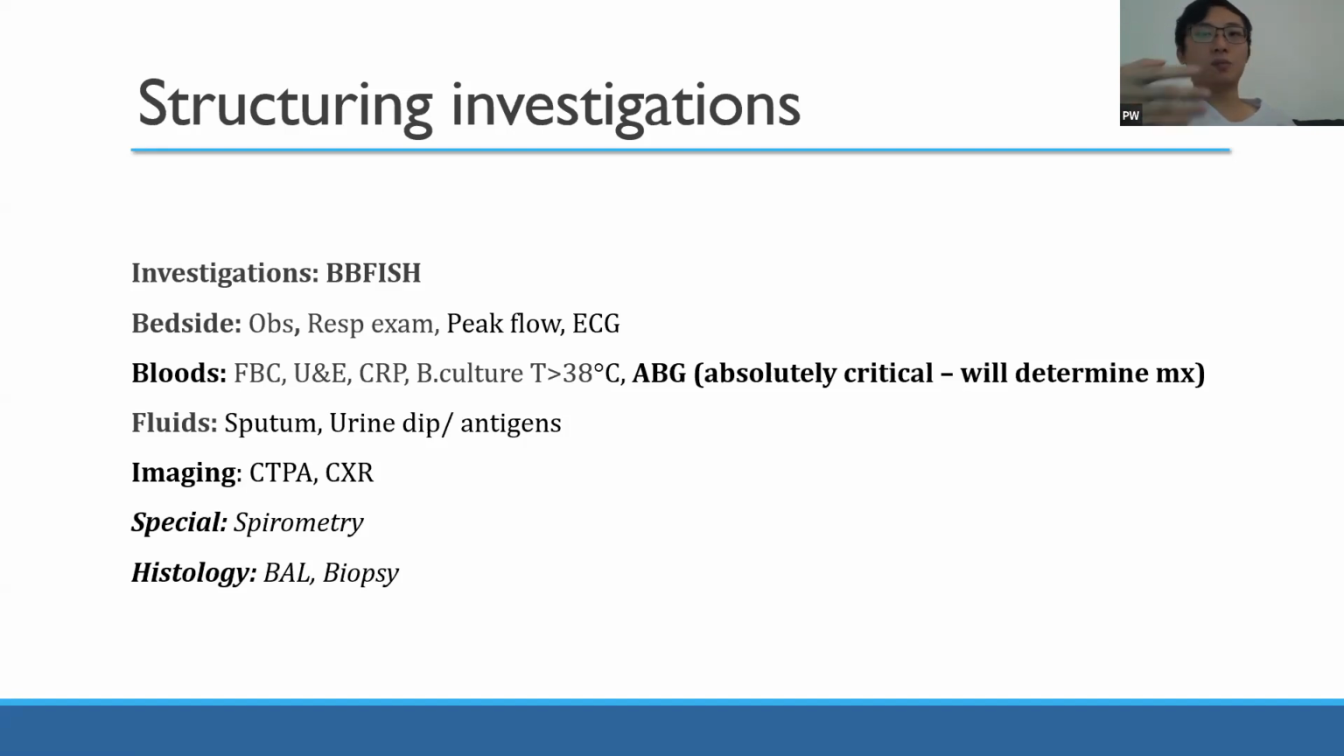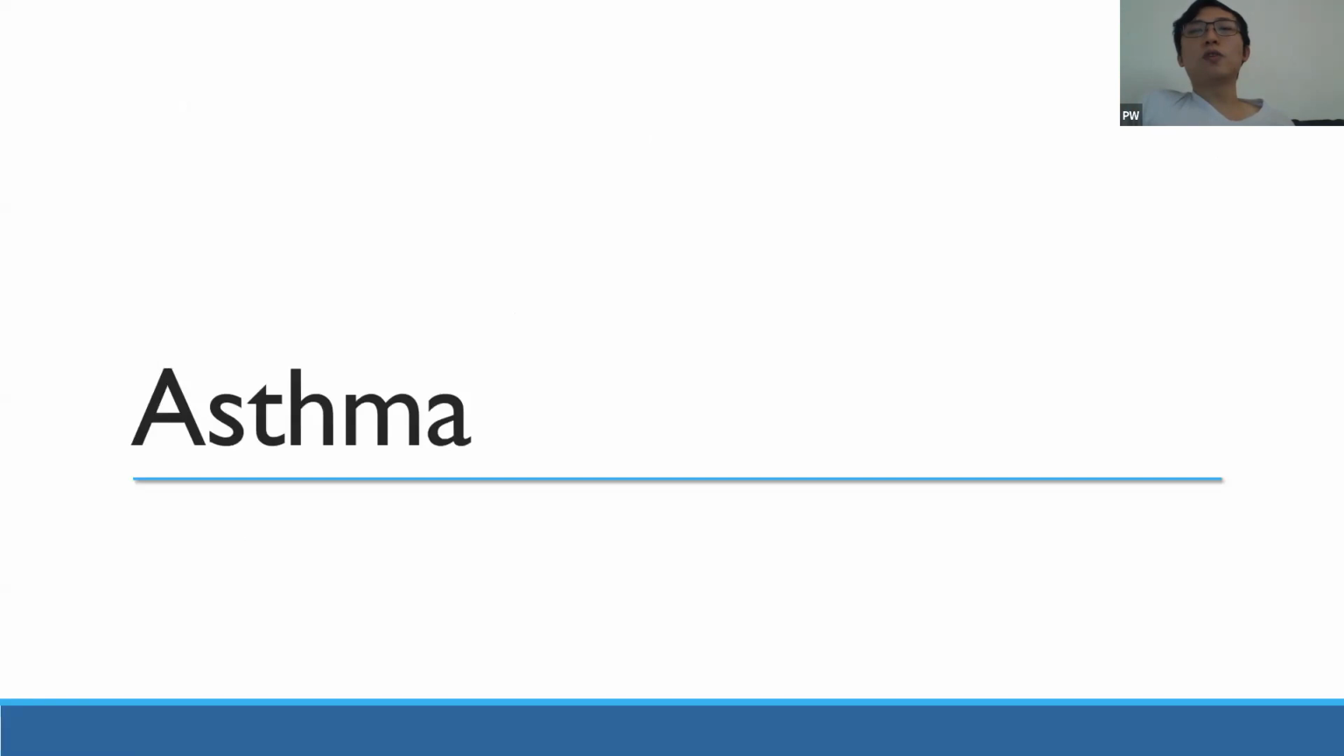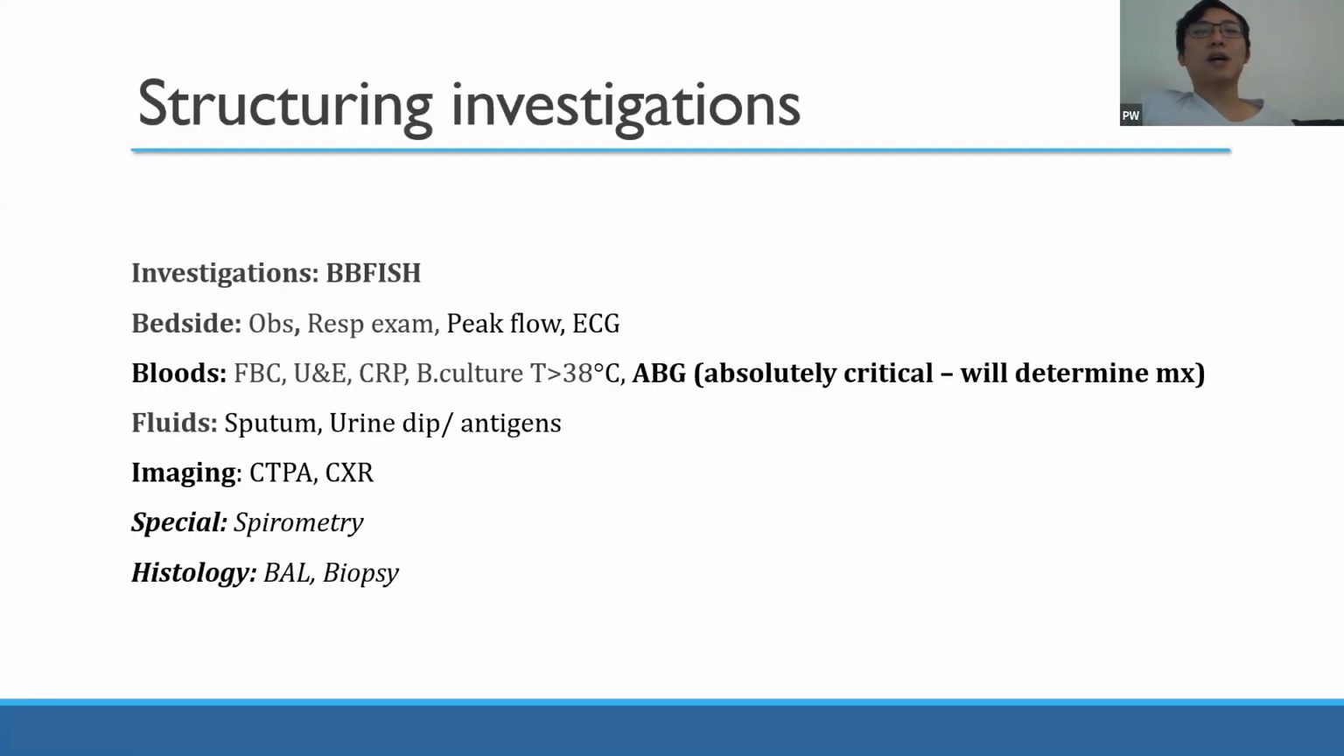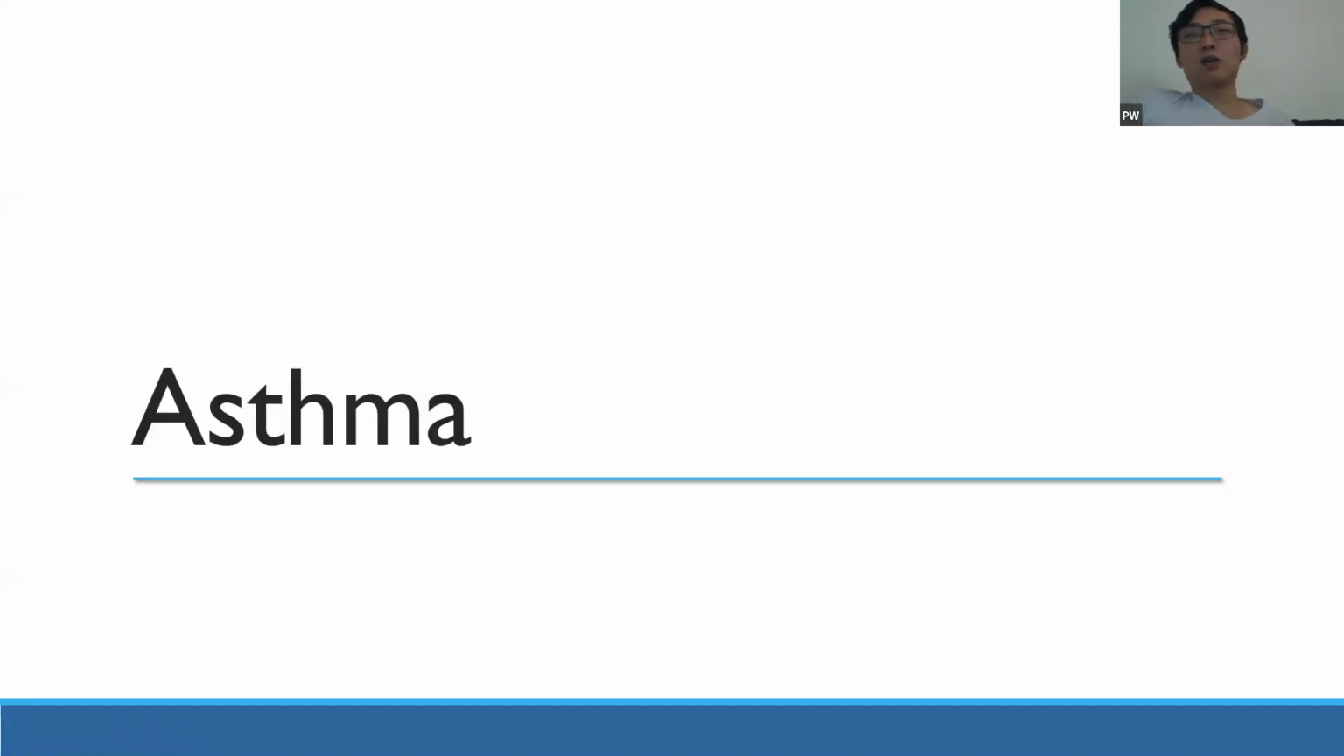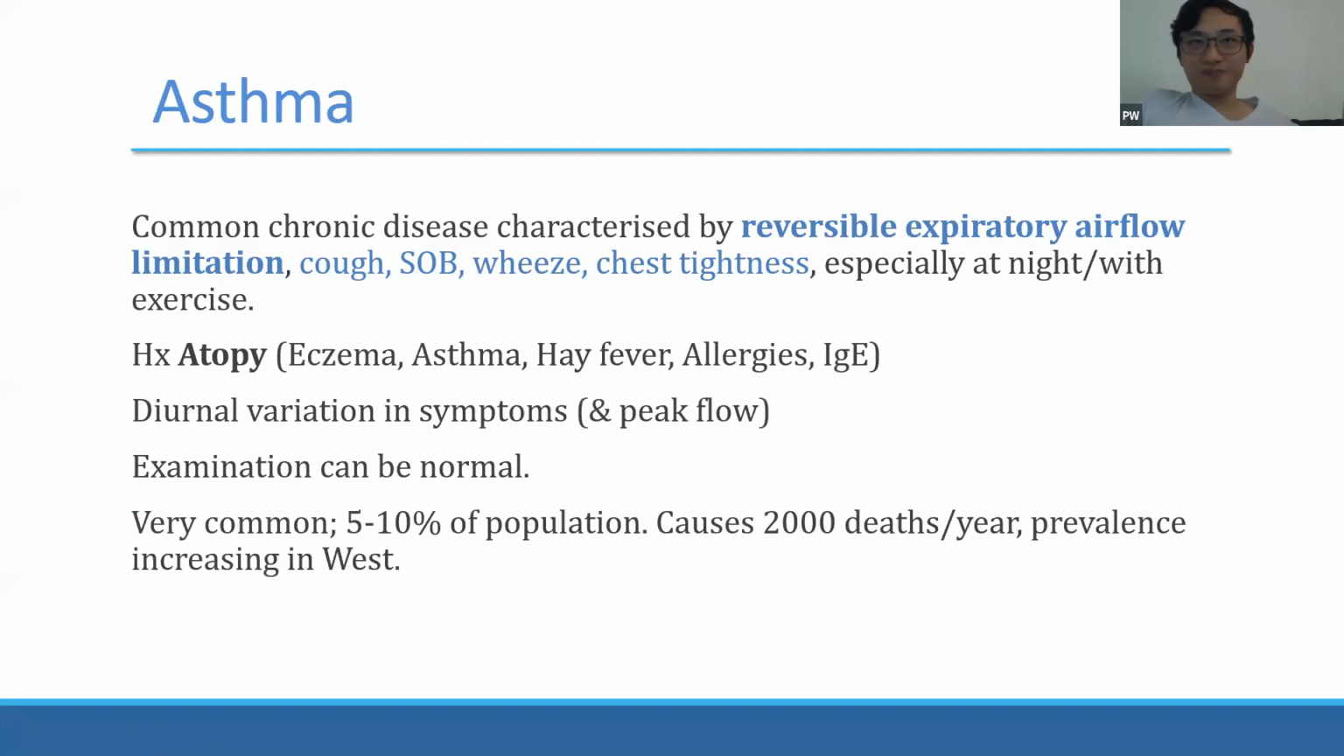And then you can move on to some of your special tests, such as spirometry, and then you can get some histological diagnoses, bronchoalveolar lavage, biopsies, but that's not really that acute. So we're going to move on now a bit about asthma. The slides are going to go around, but it's really important to structure your investigations. So we're going to talk a little bit about asthma now.